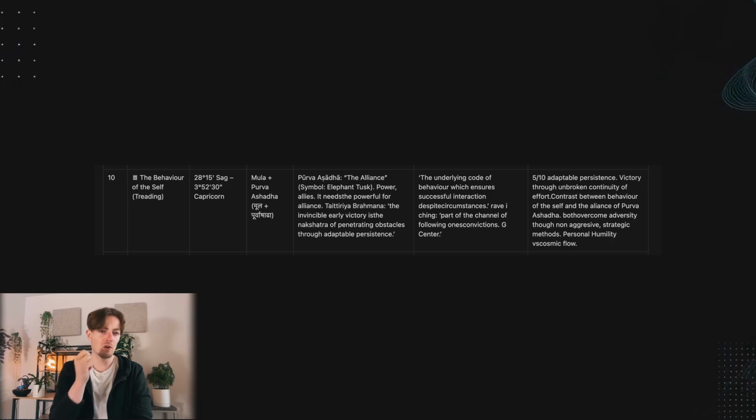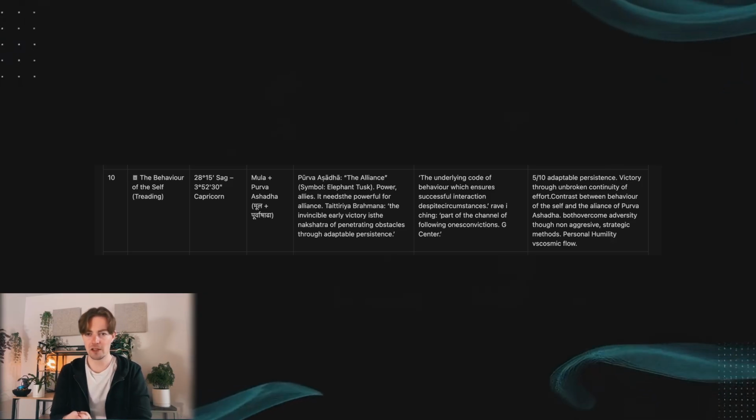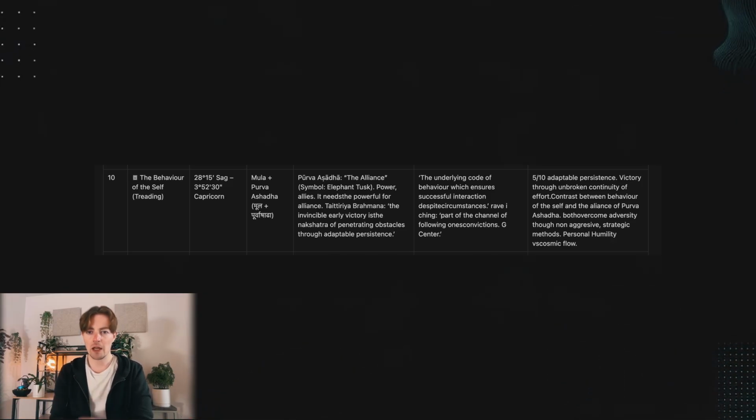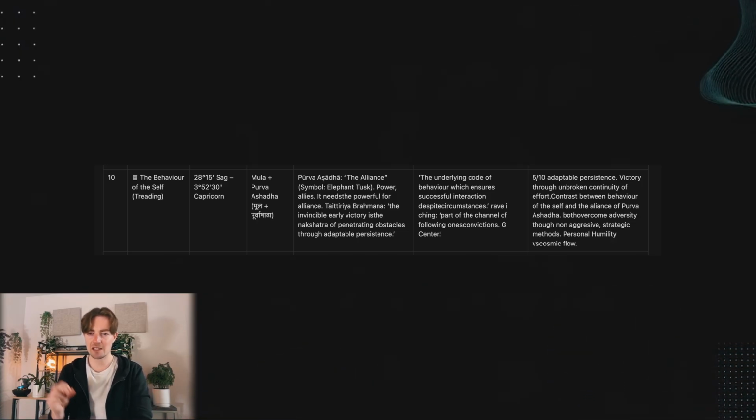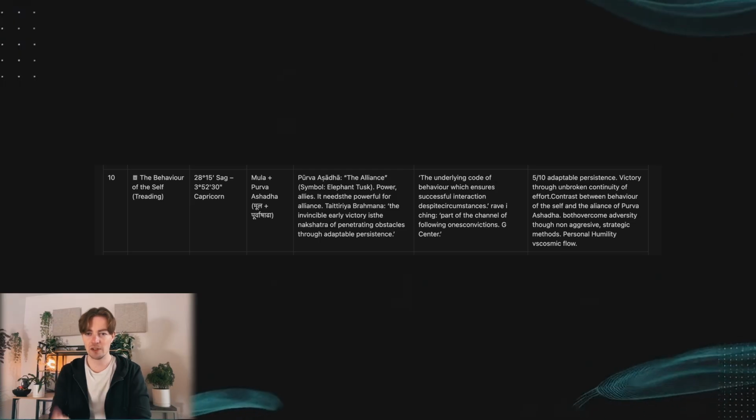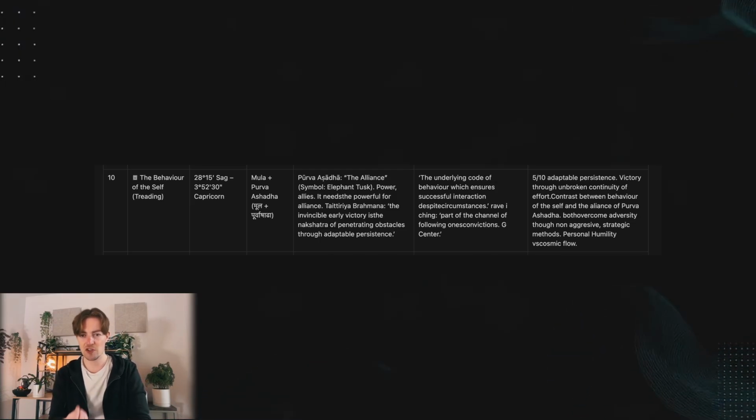The notes for the human design gate 10, the behavior of the self, or treading, is the underlying code of behavior which ensures successful interaction despite circumstances. In the Revati Ching, it says part of the channel of following one's convictions. It's a G-center gate.